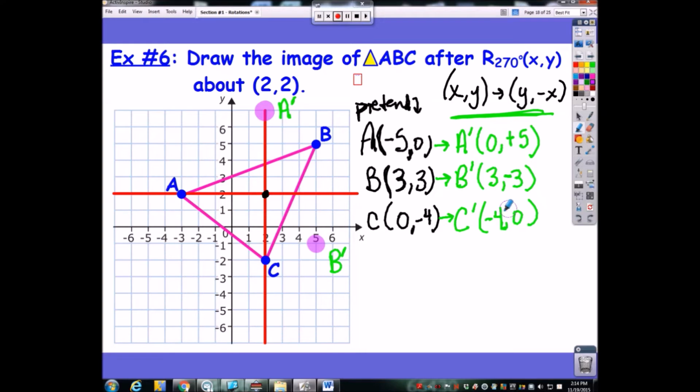And last but not least, -4, 0. Start back at our pretend 0, 0. And we're going to go over 1, 2, 3, 4 to the left and move nothing up or down. So there is our pretend C prime.